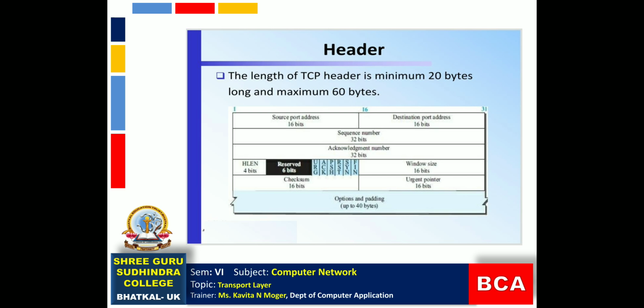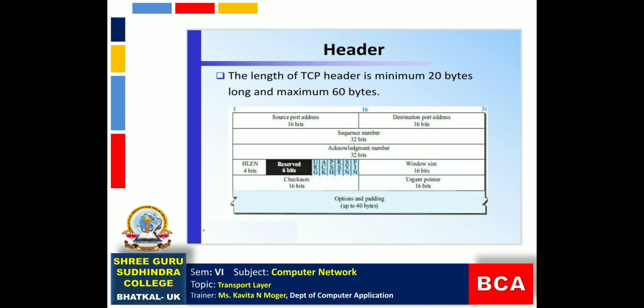First one is source port. It is of 16 bits. It identifies the source port of the application process on the sending device. Next one is destination port. It is also of 16 bits. It identifies the destination port of the application process on the receiving device. Next, sequence number is of 32 bits. Sequence number of data bytes of a segment in a session. Acknowledgement number. When the acknowledgement flag is set, this number contains the next sequence number of the data byte expected and works as acknowledgement of the previous data received.